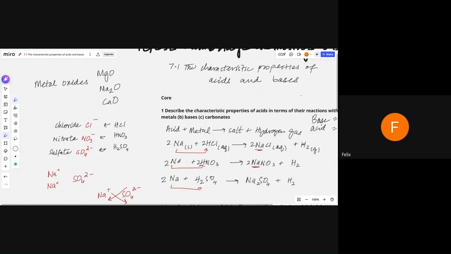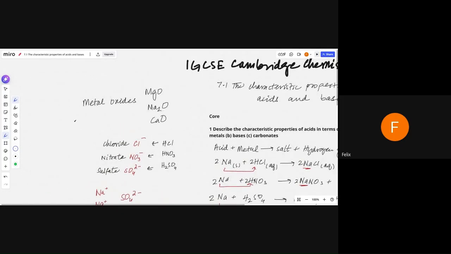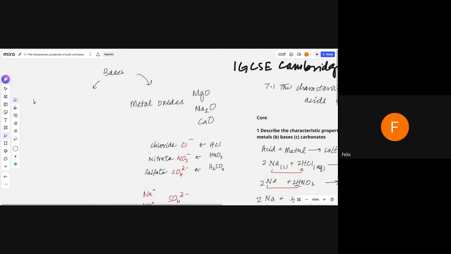And other than these, metal hydroxides are also strong bases, right? So what are bases? Metal oxides and metal hydroxides. Hydroxides means OH negative ion. So NaOH, that is a base. Sodium hydroxide, lithium hydroxide, potassium hydroxide, and magnesium hydroxide.